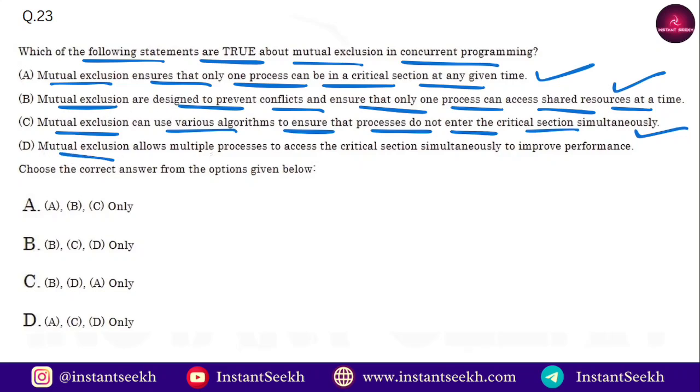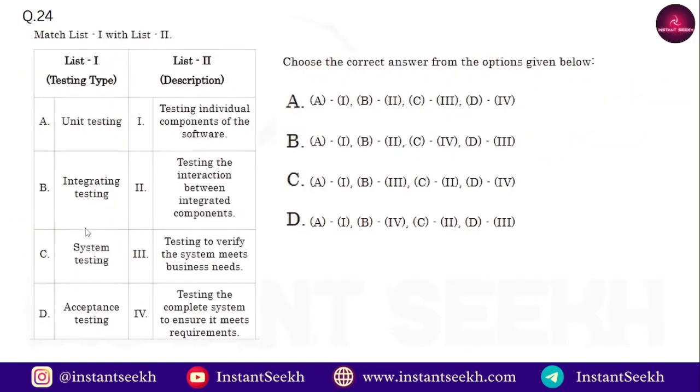Mutual exclusion allows multiple processes to access the critical section simultaneously, straight away this is wrong. So your correct answer is A, B, C only. That is, your A, B, and C are right. D is wrong. So option A is your right answer for this particular question. Let's move on to the next.